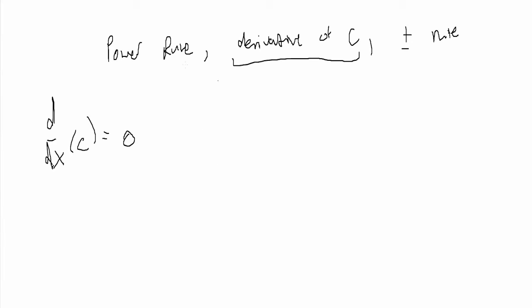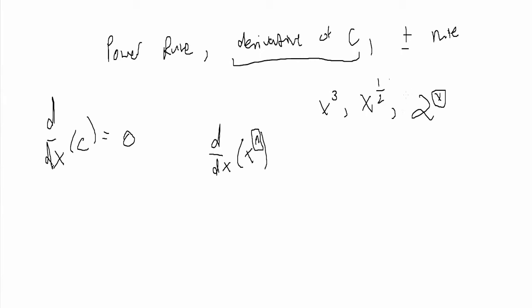So the second rule, the power rule, says that if you take the derivative with respect to x of a function x to the n, so it's some polynomial, this n value right here has to be constant. So x cubed works, x to the 1/2 works, anything where the exponent stays constant, but 2 to the x, where the exponent is changing in an exponential, doesn't work.